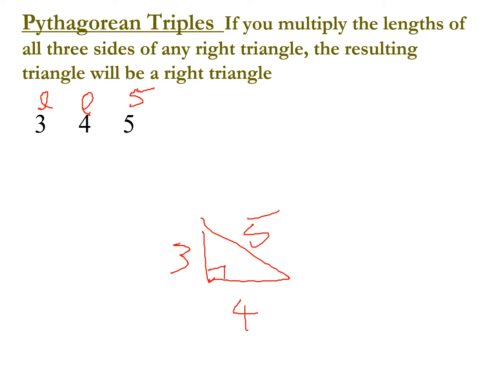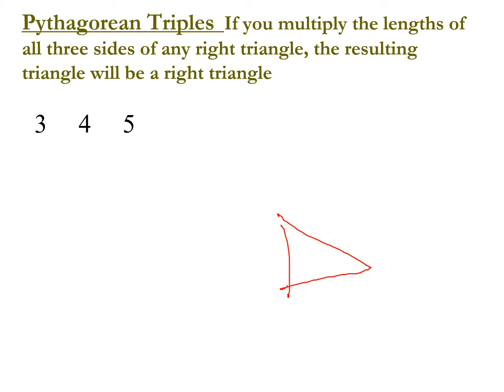It doesn't matter the order, but 5 has to be the hypotenuse. The biggest one has to be the hypotenuse. So if you had something like 4 here and 5 here, and you're looking for the hypotenuse, then that's not going to work to be 3, because that wouldn't be the longest.